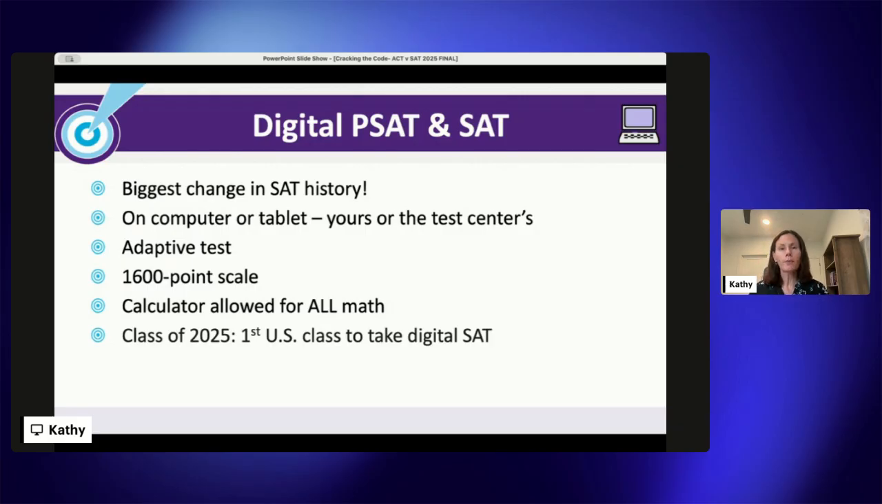All right, so the move from a paper-based test to a strictly digital test. You cannot take a paper-based SAT or PSAT. This was the biggest change in SAT's history.